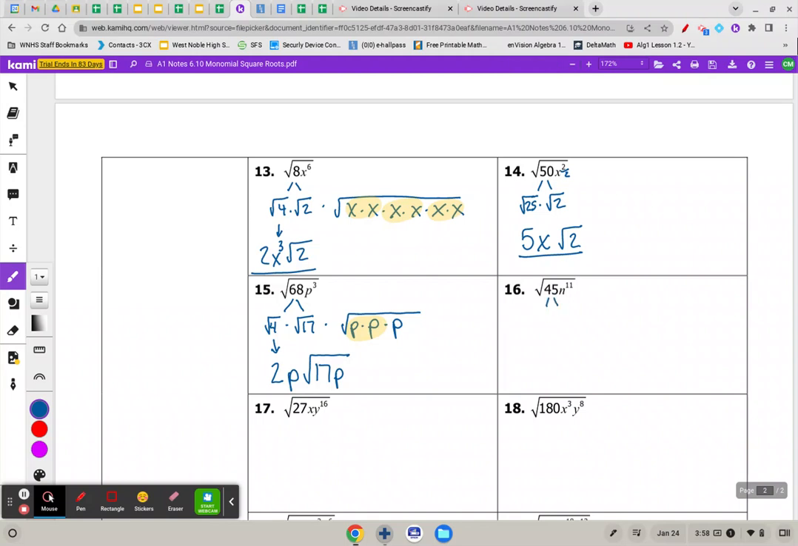On question 9, I split this apart into square root 9, square root 5. Since n to the 11th power is a lot of n's to write down, I'm actually just going to divide that by 2. 11 divided by 2 is 5 with 1 left over. So I get 3n to the 5th, square root 5n because of that 1 left over.